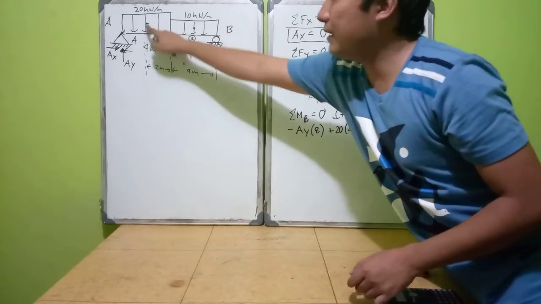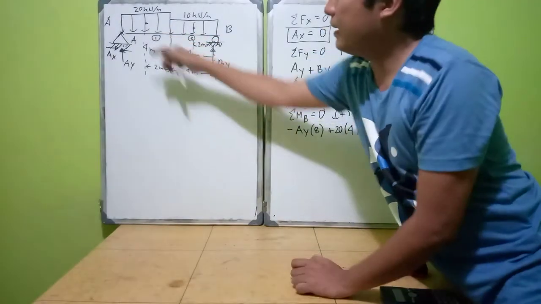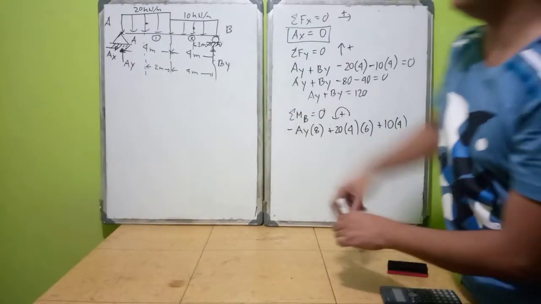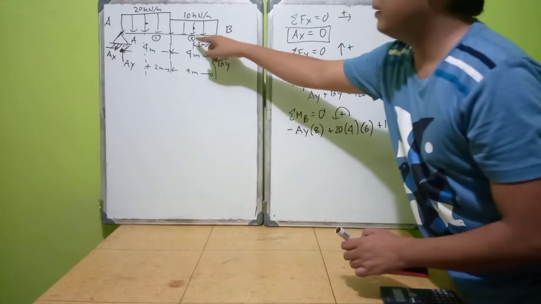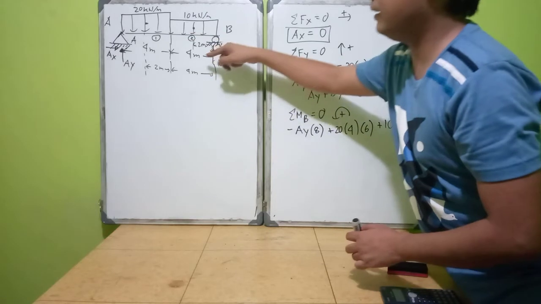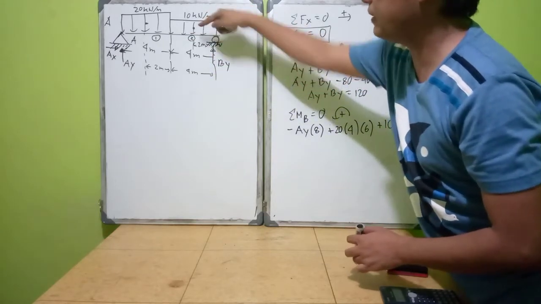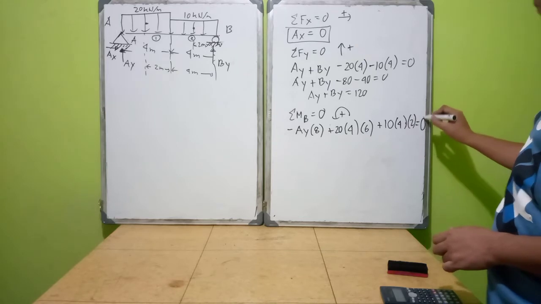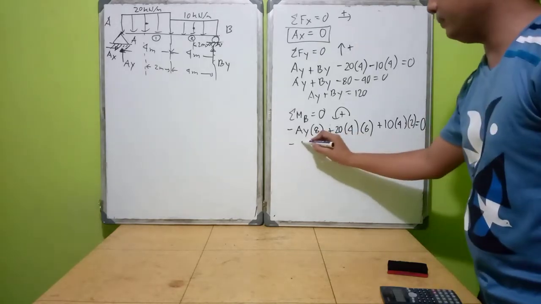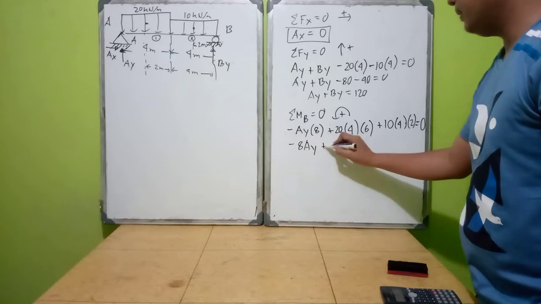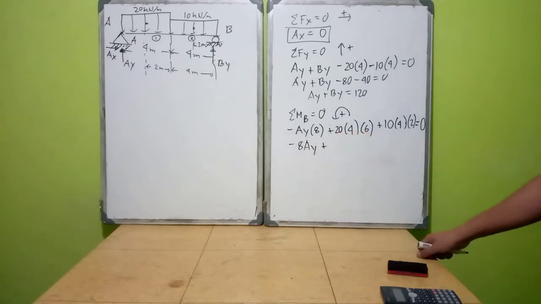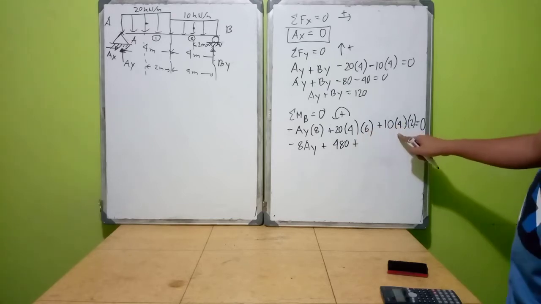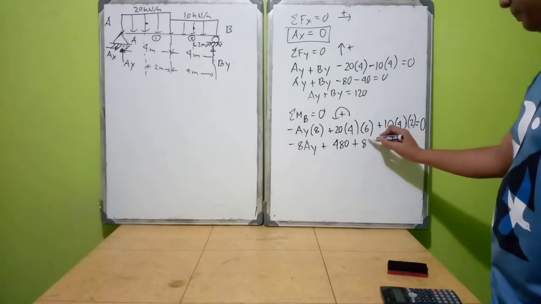Just like this one, halfway, the centroid of this 20 kilonewton force is located at the center. Same as this, located at the halfway. So this is times 2, is equal to 0. So, negative 8Ay plus 20 times 4 times 6 is 480, plus 10 times 4 times 2 is 80.